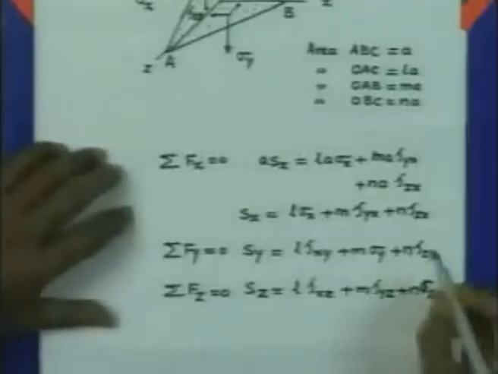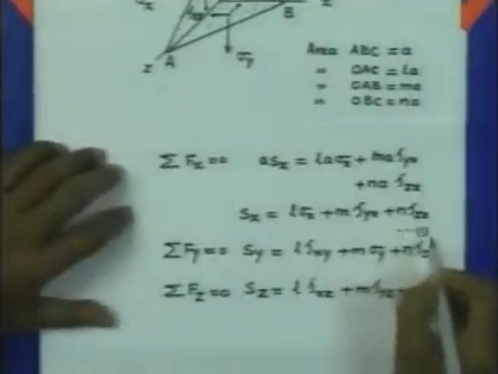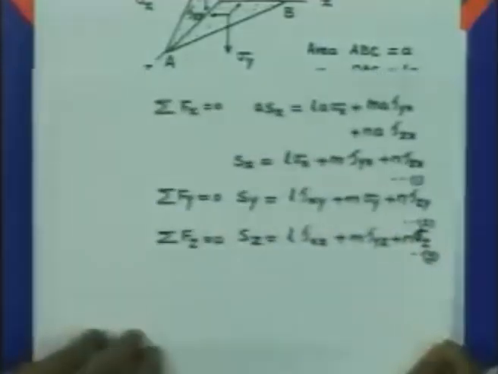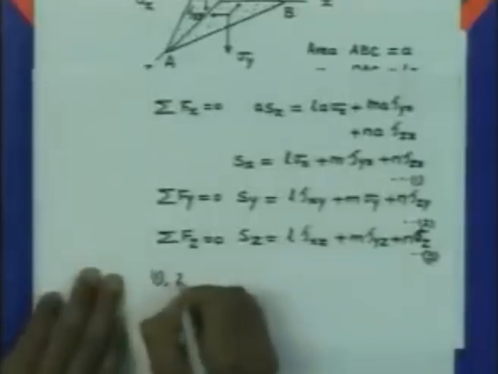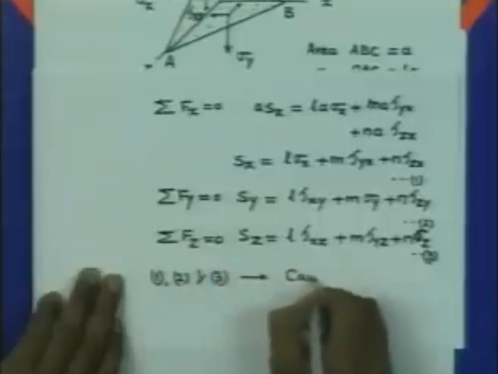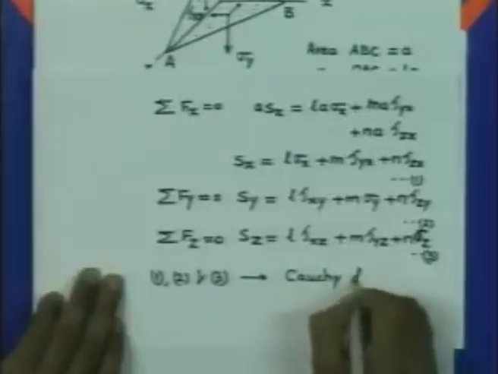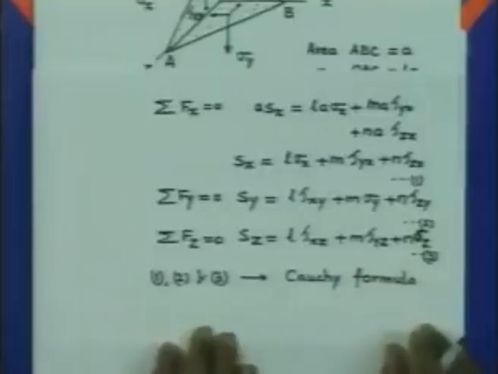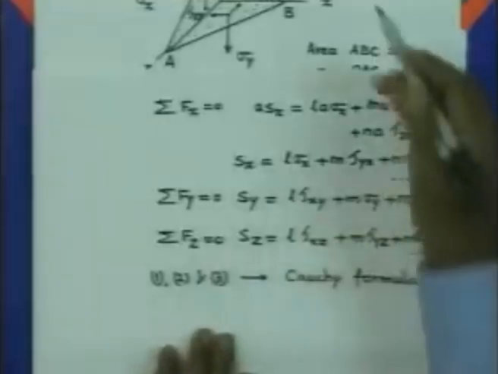So these three relations, 1, 2 and 3, are known as the Cauchy formula. To calculate the traction on any arbitrary plane, if you know the direction cosines of the plane and the stresses at the point, then you can calculate the tractions by this formula.